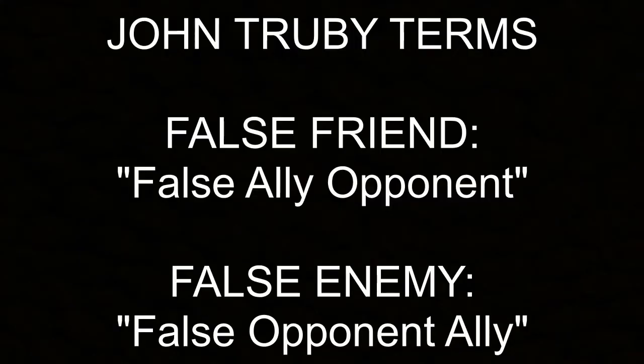Now, John Truby talks about these two types of characters in his book, The Anatomy of Story. He gives them a little more technical terminology. Instead of calling them the false friends, he calls them the false ally opponent, and instead of the false enemies, he calls them the false opponent ally. But terminology aside, Truby suggests that these two types of characters make your stories more interesting and surprising, so naturally you want to include them if you can. Now I want to talk about each type in a little more detail.